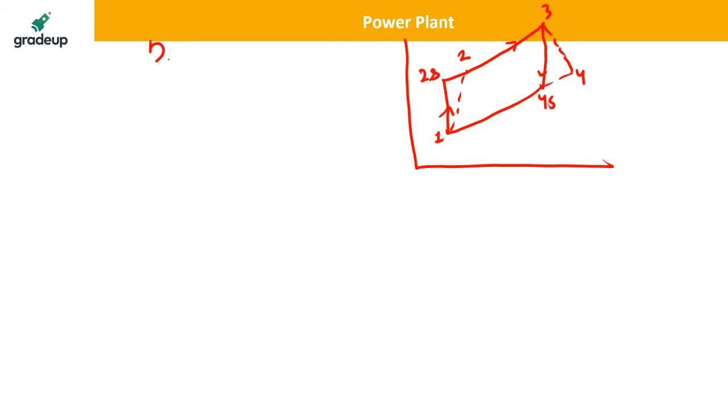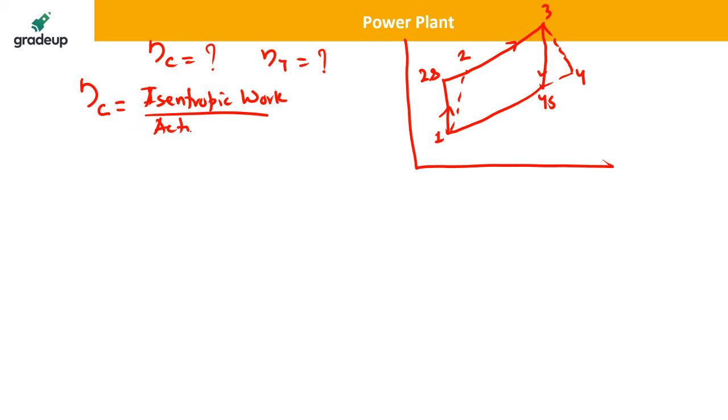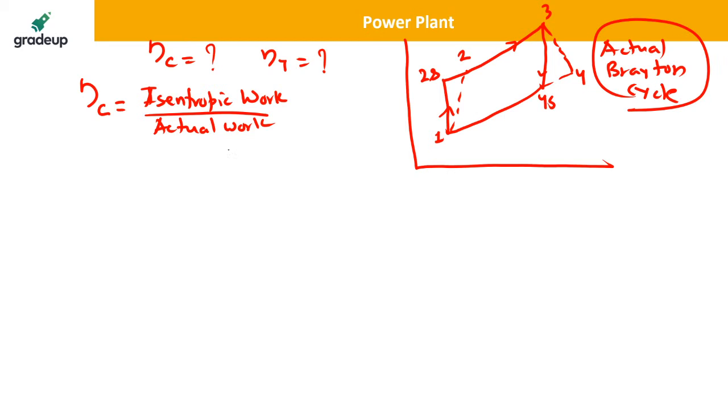So if the efficiency of compression and turbine is given, then what you have to do? You know that the efficiency of compression is equal to the isentropic work of compression divided by the actual work of compression. If this is the actual Brayton cycle, in an actual Brayton cycle the compression and expansion are not isentropic. Okay, this is very important. Very good, you guys are giving the right answer. Absolutely correct. I'm very happy to see that.